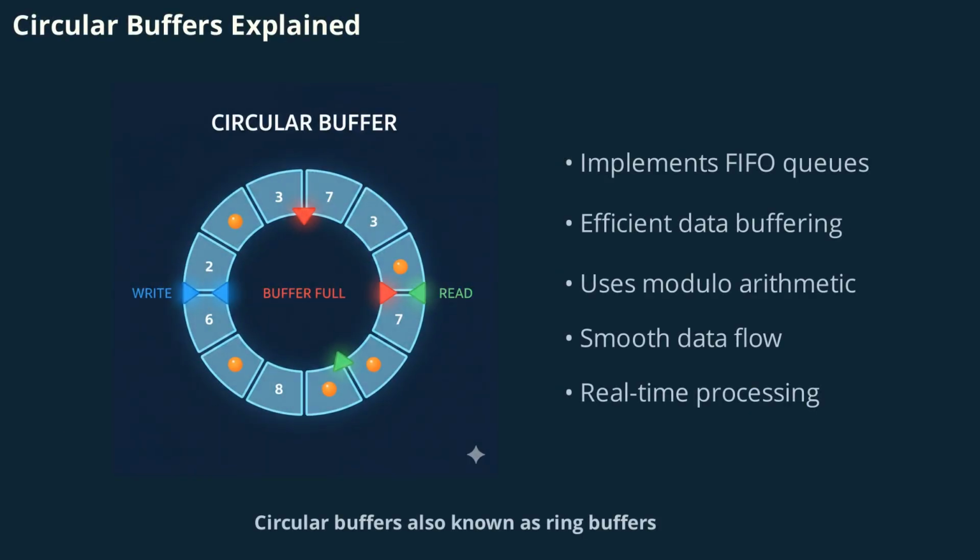Circular buffers, also known as ring buffers, are fixed-size data structures that wrap around when full. They are widely used in embedded systems for implementing FIFO queues, buffering data between interrupt service routines and main code, and managing data flow in communication protocols.